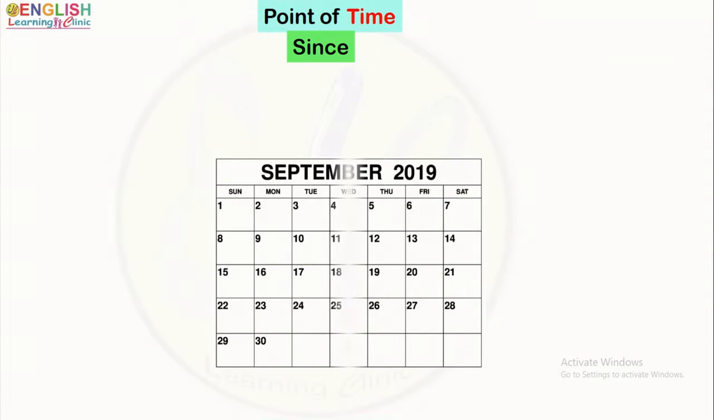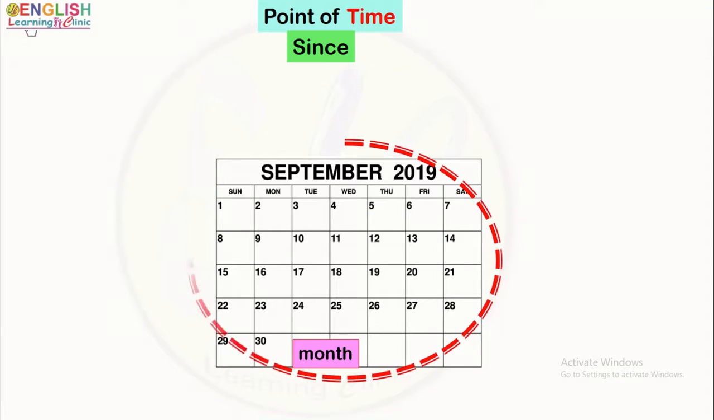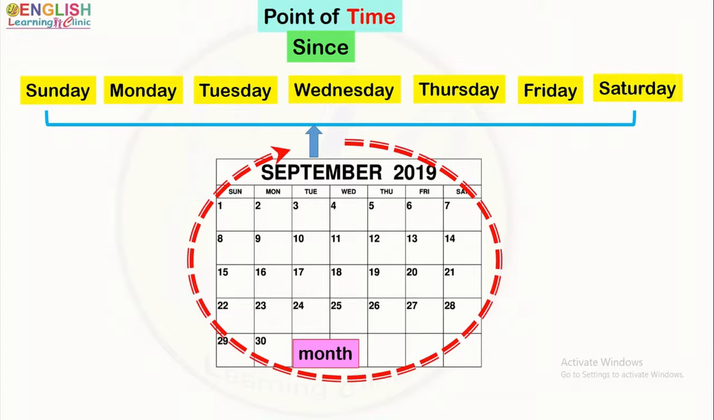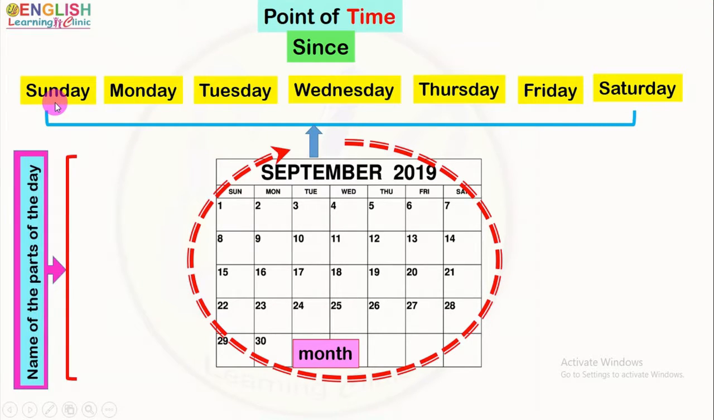It is a whole month, that is a period of time. In this month there are some points, that is the names of the days: Sunday, Monday, Tuesday, Wednesday, Thursday, Friday and Saturday. These are also points of time. In these days also there are some points, that is the parts of the day. Names of the parts of the day also indicate points of time.